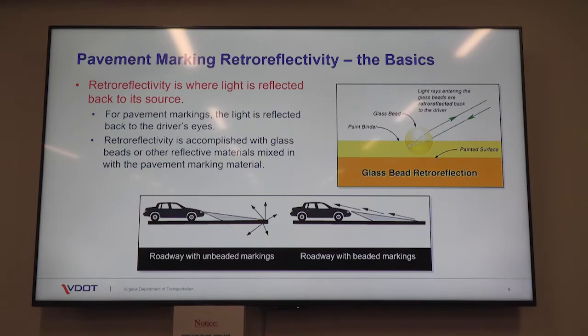All right, retroreflectivity, which is different from reflectivity. Reflectivity is when the light hits an object and it's reflected in all directions, right? Retroreflectivity is a special type of reflectivity. That's when the light from your headlamp or your headlights is reflected directly back at the source of the light, right?